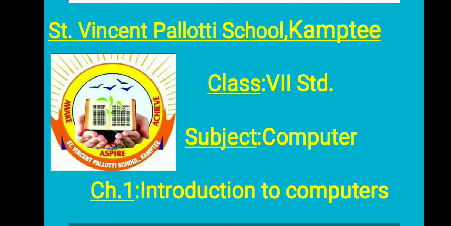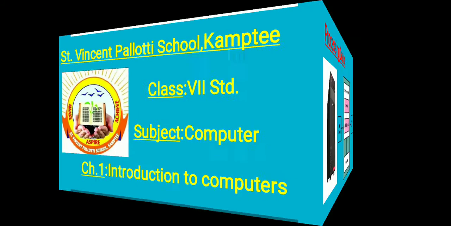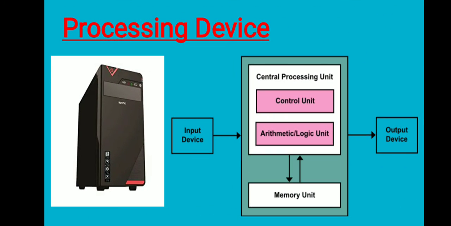Today we are going to continue the last part of chapter 1, which is Introduction to Computers. In that, let's learn about the processing device. The central processing unit or CPU is the processing device of a computer. It is called the brain of the computer. It makes all the required calculations and processes data into information. It controls all the input and output devices.